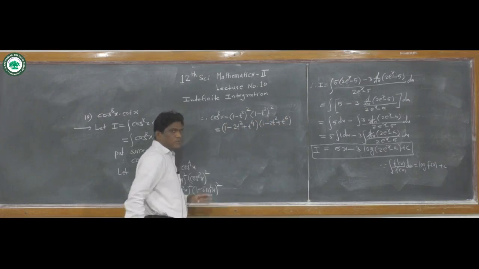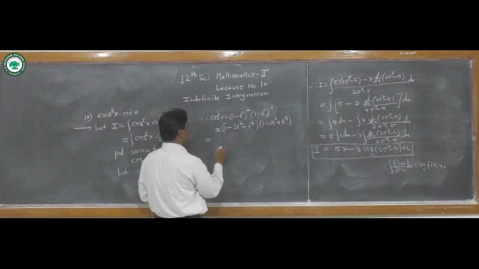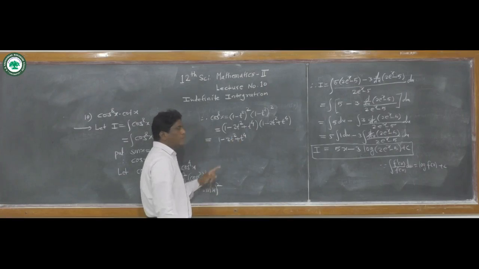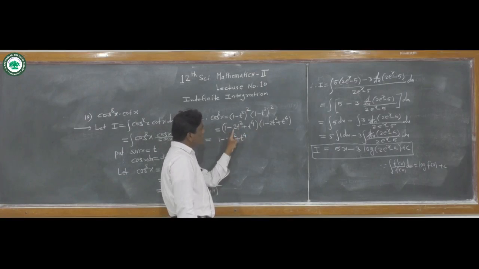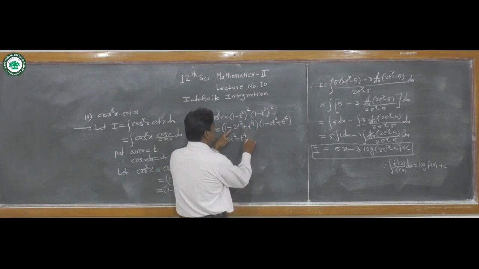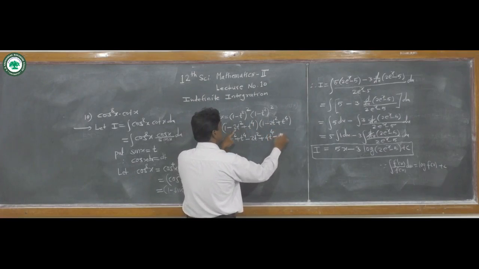Now take the product of these two brackets. We get 1 into this bracket, so the bracket as it is, that is 1 minus 2t square plus t to the power 4. We multiply 1 to this bracket. Now minus 2t square to this bracket, so minus 2t square into 1, that is minus 2t square, minus 2t square, minus 2t square plus 4t to the power 4, then minus 2t square plus t to the power 4, that is minus 2t to the power 2 plus 4, that is 6.